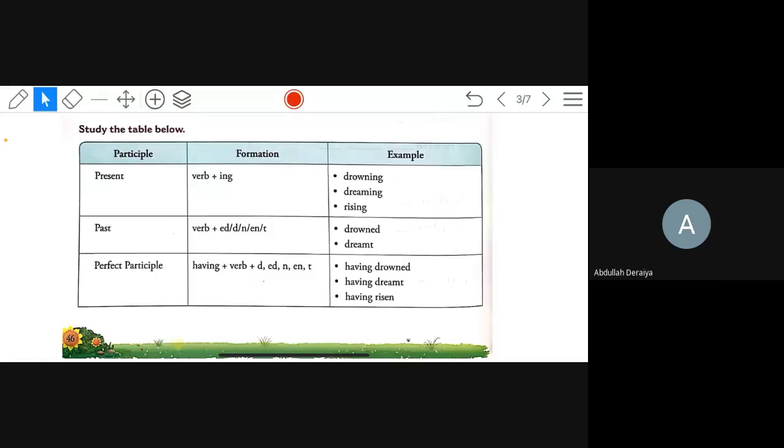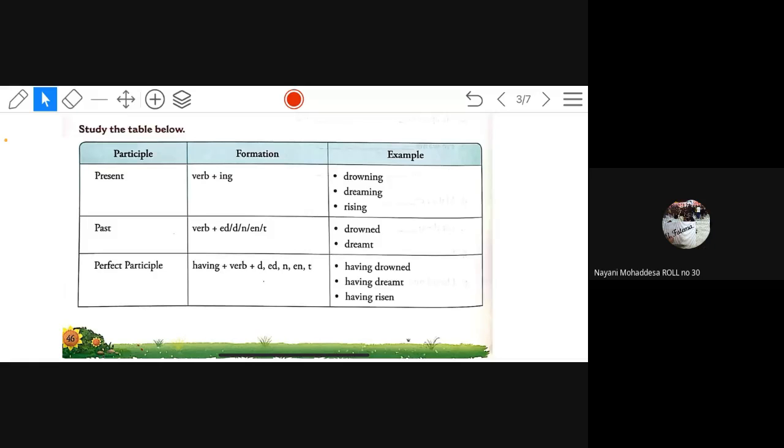So you have to write this table today. I will send the PDF. Present participle, past participle, and perfect participle. Present participle is very easy. Ing is there with the verb: drowning, dreaming, rising. What will be in the past participle? Past tense verb with ed, en, or t will be joined. See, drowned, dreamt. So wherever you see a verb in the past tense with d, ed, n, en, or t, that kind of verb is a past participle.